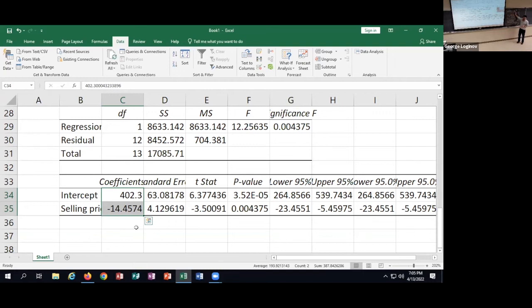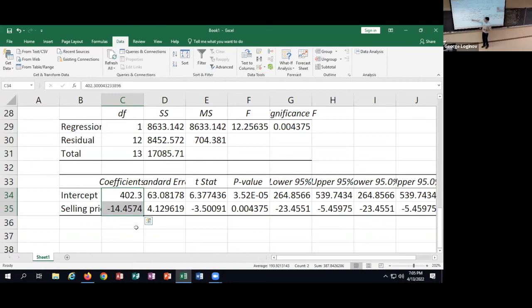Our guess gets better the more observations we have. Here we only have 14 observations, so it's pretty much a wild guess to a certain extent. And so what the Excel function does for us is put that guess into an interval framework. It says, if you want a point guess about what the slope and the intercept are, the best thing we can say is that the intercept is going to be 402, and the slope is going to be negative 14.5.